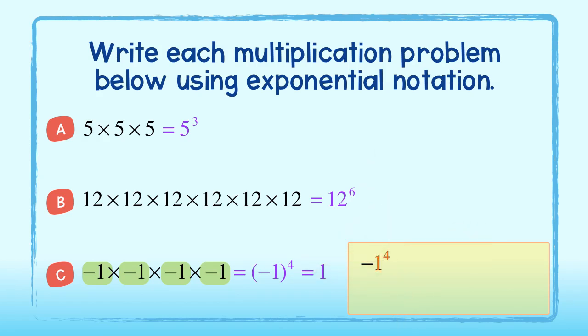If we hadn't included the parentheses, according to the order of operations, we calculate 1 to the 4th power, or multiply 1 4 times, and then bring over the negative sign. 1 times 1 times 1 times 1 is positive 1. Bringing down the negative sign makes this negative 1. However, you can see that this is incorrect. So, remember to use parentheses when raising a negative number to a power.